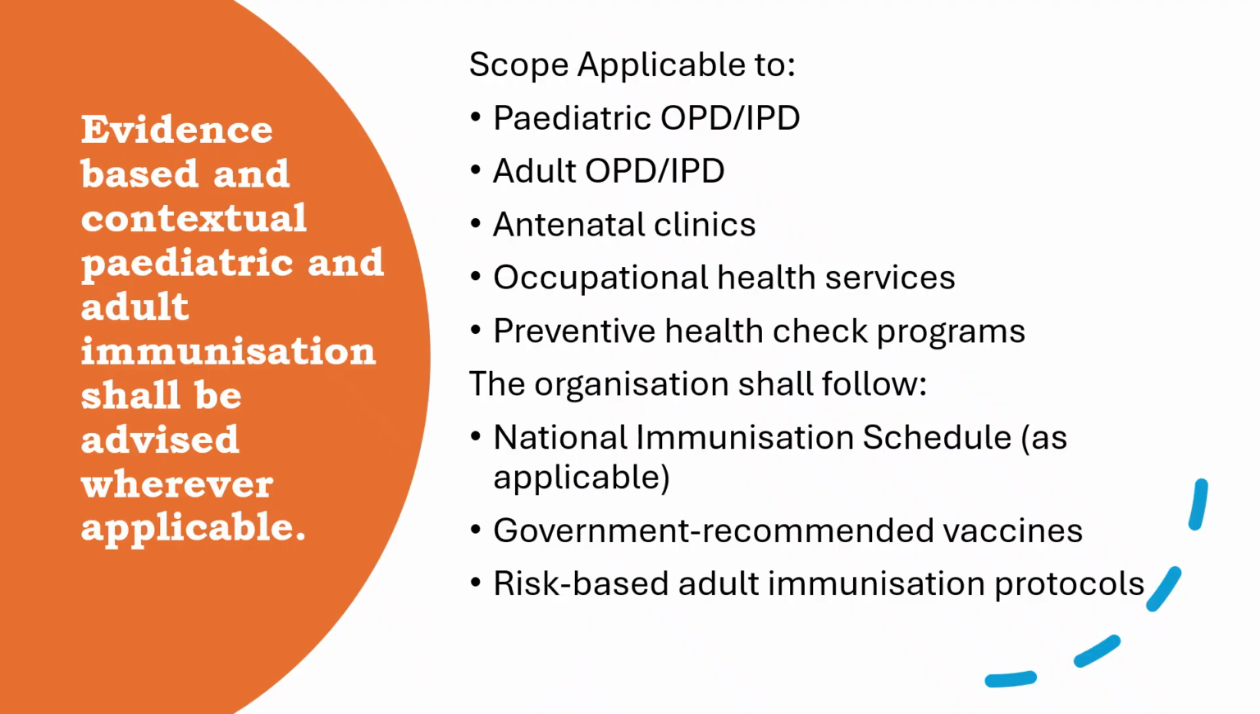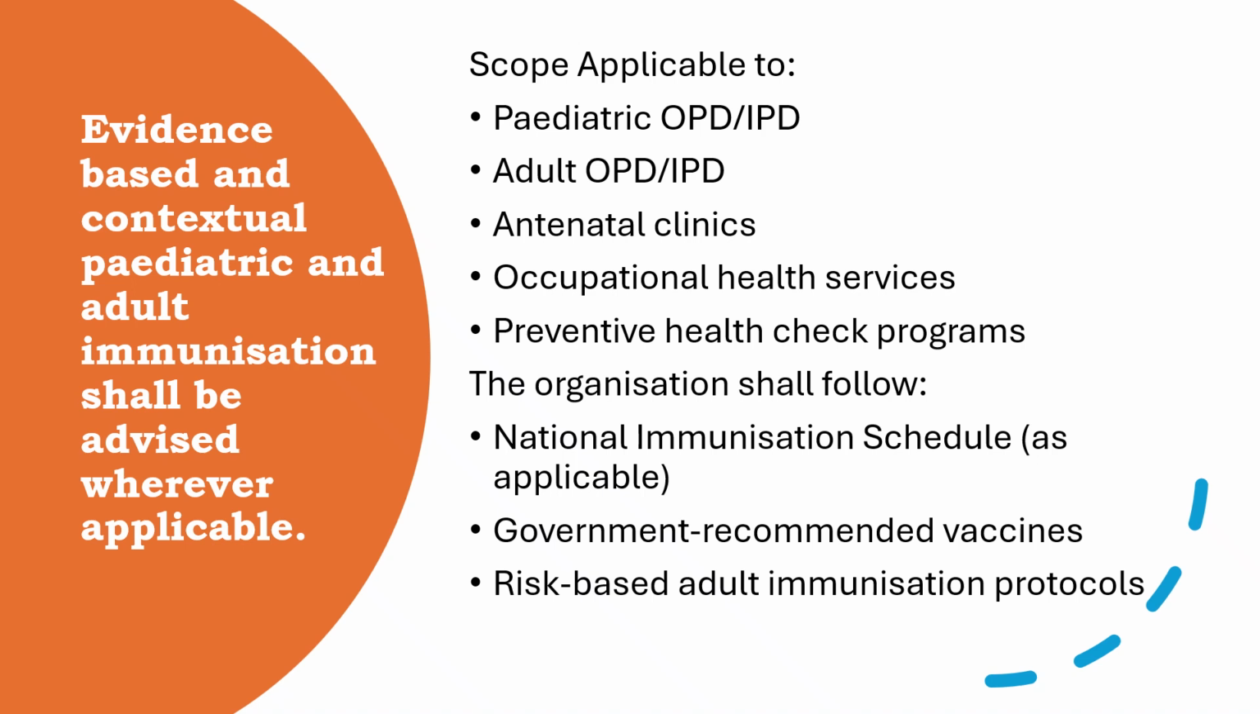Evidence-based and contextual pediatric and adult immunization shall be advised wherever applicable. The scope should be applicable to the pediatric OPD, adult OPD, antenatal clinic, occupational health services, and preventive health check programs. These are the areas that should be promoted for immunization. Organizations should follow the national immunization program, and whatever vaccine the government is recommending, organizations should also promote.